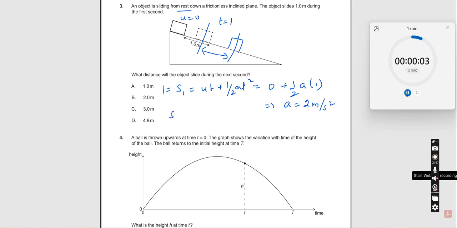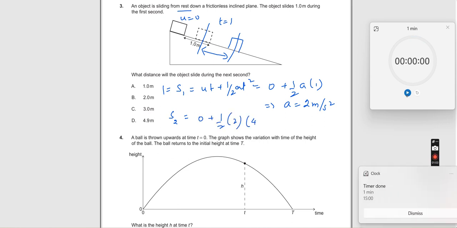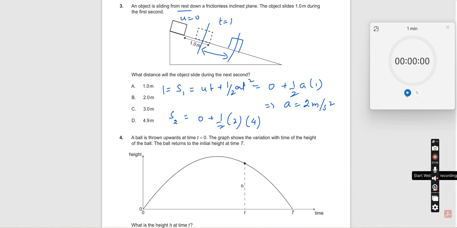Second time when I do the same thing, S2 should be equal to 0 plus half into 2 into 2 square, which is 4 over here. So 2 ones are 2, 2 twos are 4. So S2 should be equal to 4 meter.